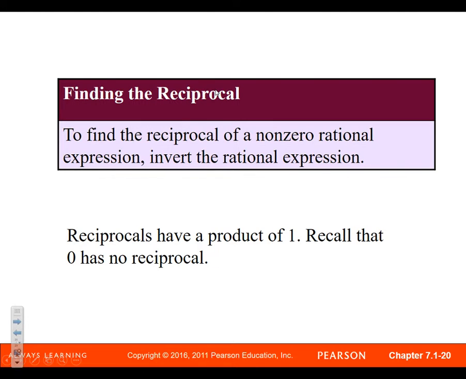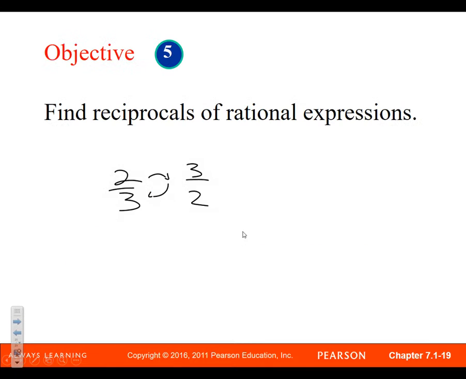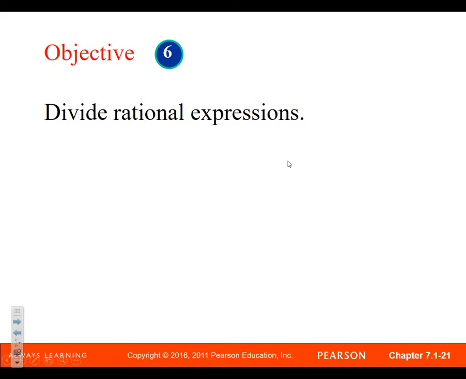And yes, that's something you probably already knew. If I took these two and multiplied some number by its reciprocal, what would I get? I would get 1. Okay? So nothing new there.